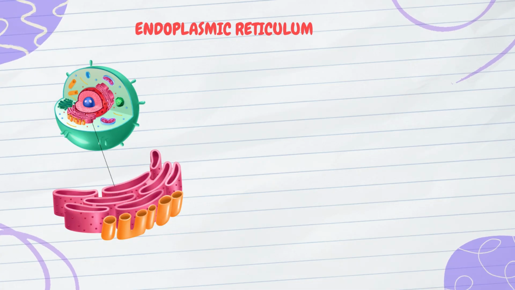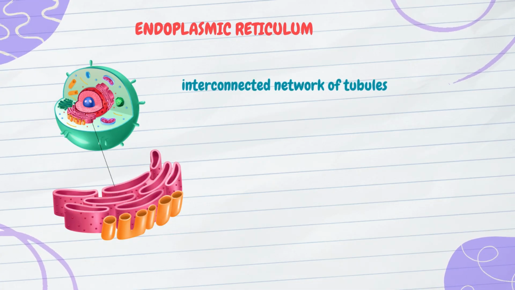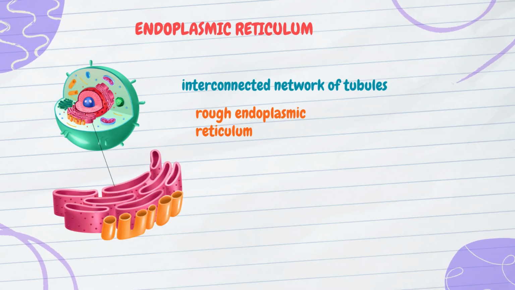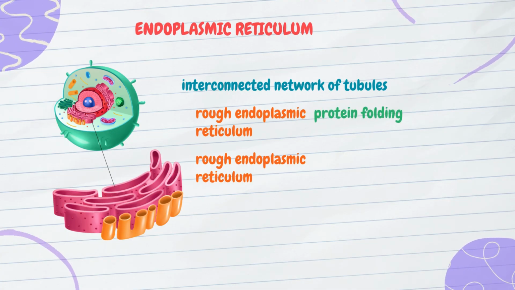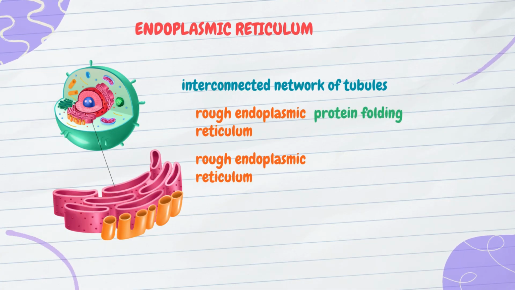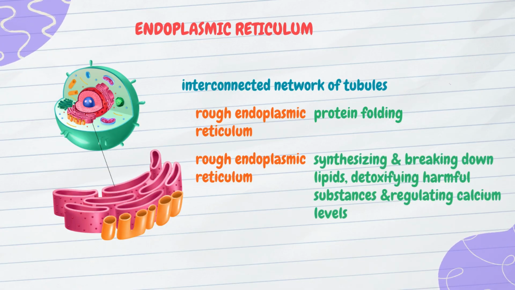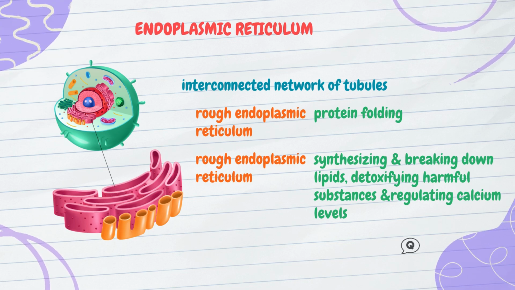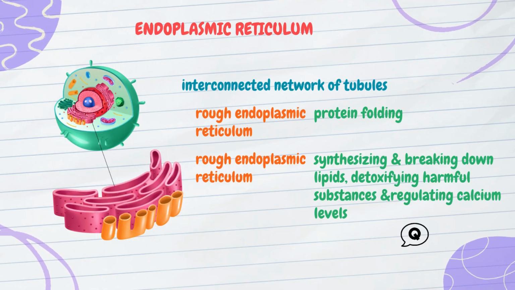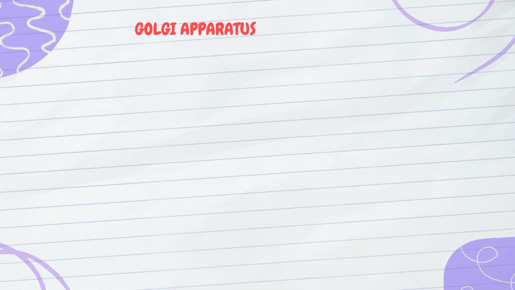Next, the endoplasmic reticulum. The endoplasmic reticulum is an interconnected network of tubules in the cell. There are two types of endoplasmic reticulum: the rough endoplasmic reticulum and the smooth endoplasmic reticulum. The rough endoplasmic reticulum is responsible for protein folding and plays a role in protein synthesis, while the smooth endoplasmic reticulum has various functions like synthesizing and breaking down lipids, detoxifying harmful substances, and regulating calcium levels in the cell. Challenge 6. If a cell is exposed to a toxic chemical, which part of the ER would become most active, and why?